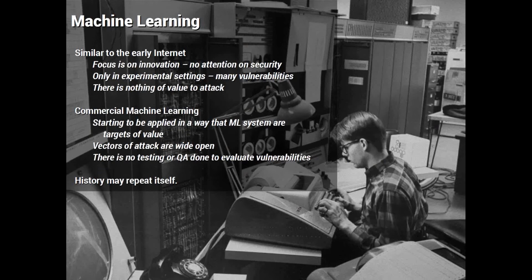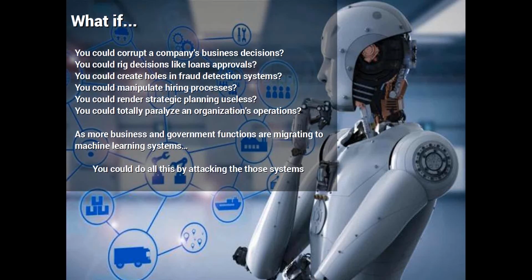The vectors are wide open because we don't do any significant QA or testing to evaluate the vulnerabilities. So history could repeat itself. So let's put a hypothetical scenario in place. What if you could corrupt a company's business decisions? In other words, if they're relying on a recommendation system or some kind of decision support system, what if you could rig that system so they always made the wrong decisions, and you could have a competitive advantage.